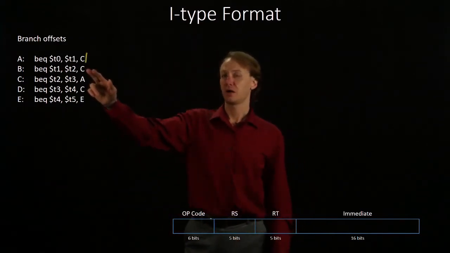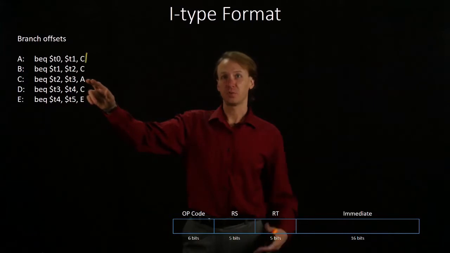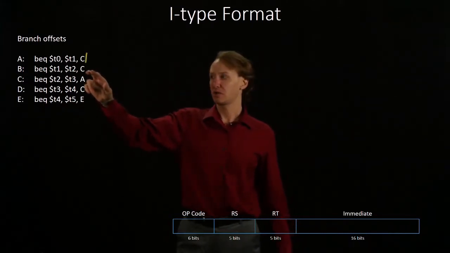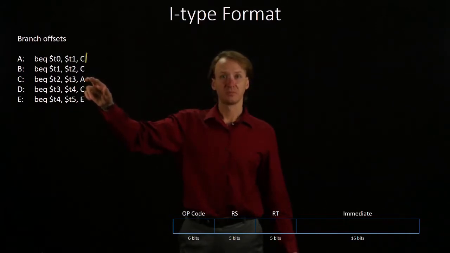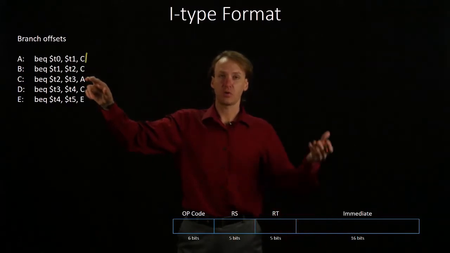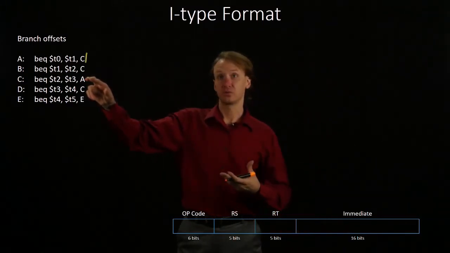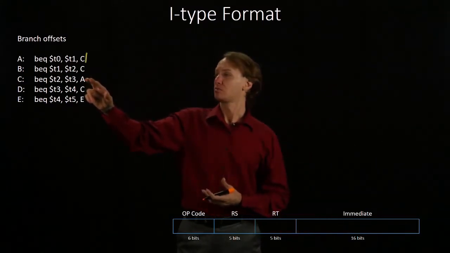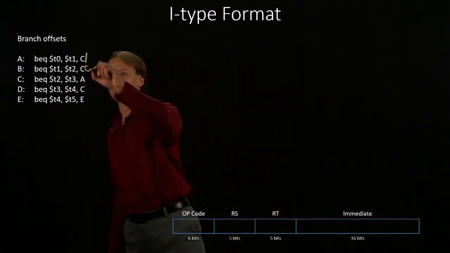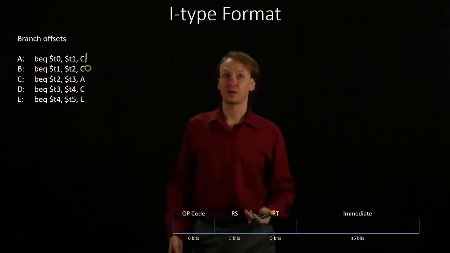For B, I also want to go to C if T1 is equal to T2. So I'm going to start counting from the instruction after B, and I want to count however many instructions I need to go down or up to get to line C. Line C is the one I'm now pointing at, so I'm going to put in 0 for that immediate.